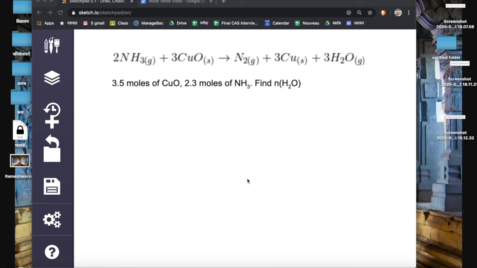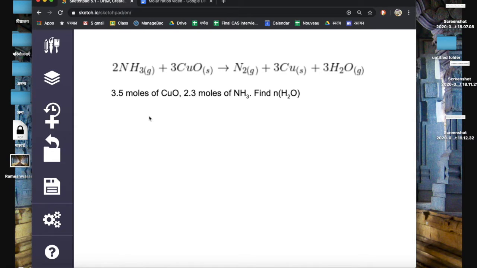Hello everyone. Today I'm going to give you a tip that will help you a great deal in stoichiometry. Here is a question that you might see on a stoichiometry exam.